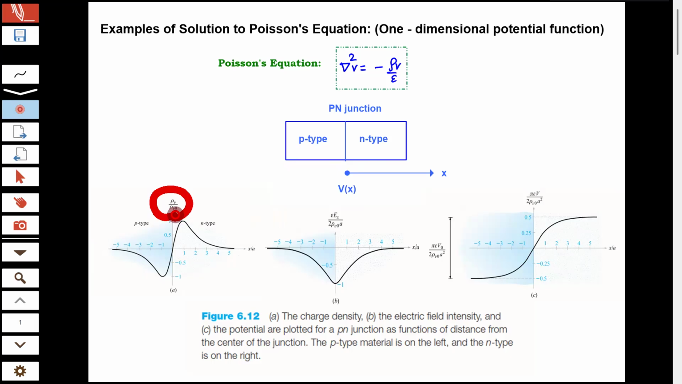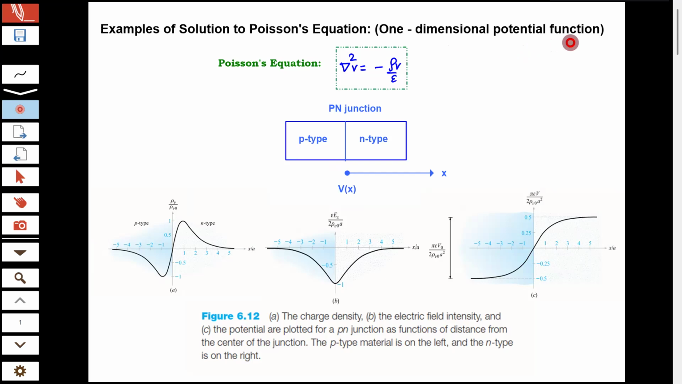Suppose we know the charge concentration, that is the volume charge density of this junction, then we can estimate the junction potential. That is one application of solving this Poisson's equation. And we are not going to solve this. I'm just giving the examples, and you can refer to the textbook and understand the solution they have given. Here, I'm just giving an overview of what examples can be taken for solving Poisson's and Laplace equations. Now here, this is a one-dimensional potential function.